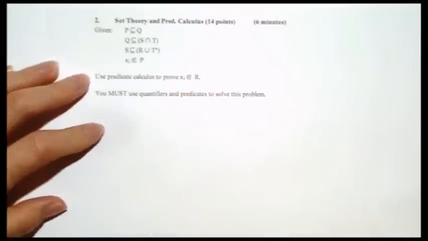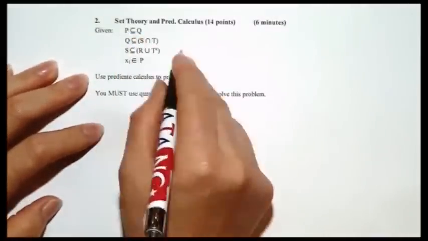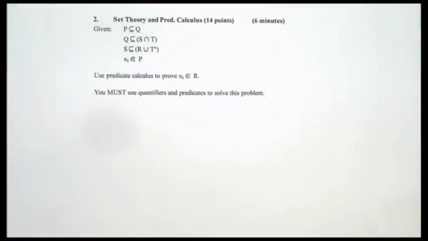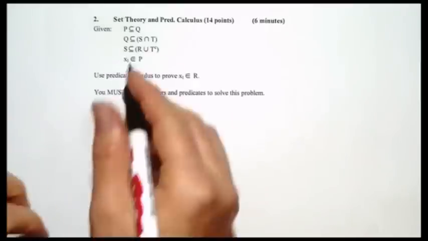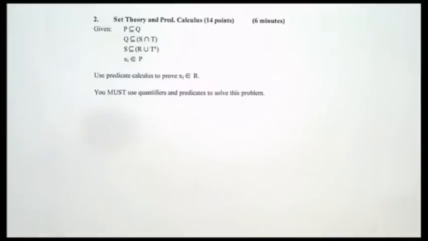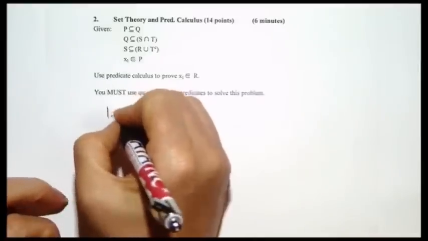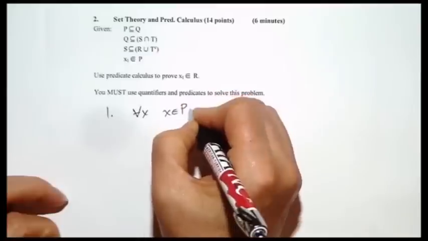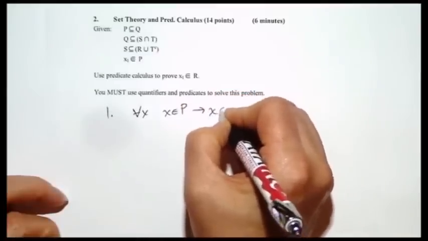Okay, so you need to do a set theory and predicate calculus proof. So you need to first translate all these into predicate calculus. When we have a subset, remember that that was the implication operator. So when I say P is a subset of Q, that means for every element of P, if X is an element of P, then it is an element of Q. So line 1 is for all X, X is in P implies X is in Q.